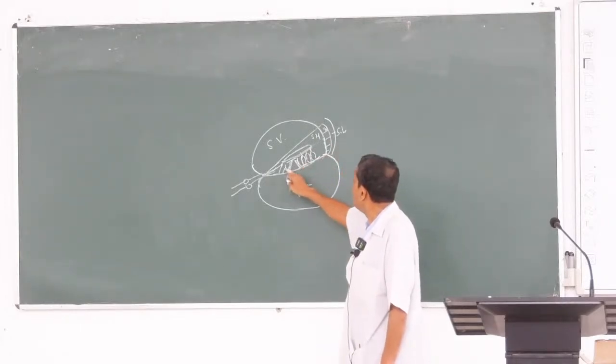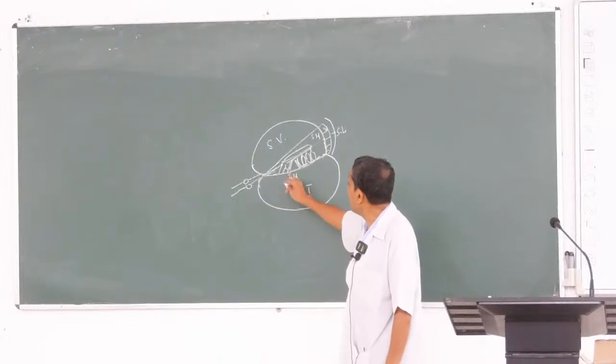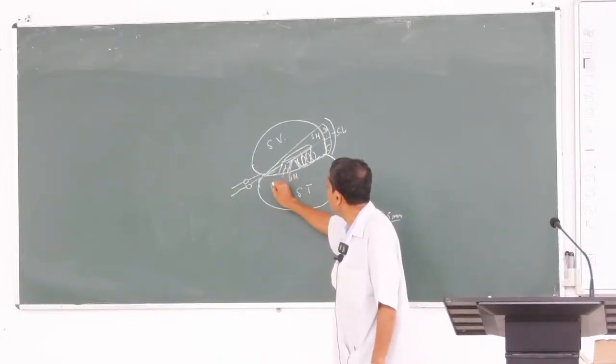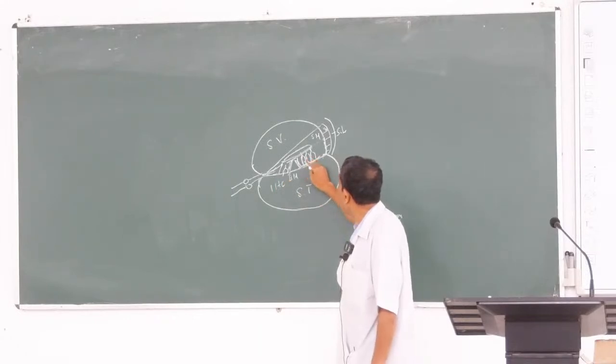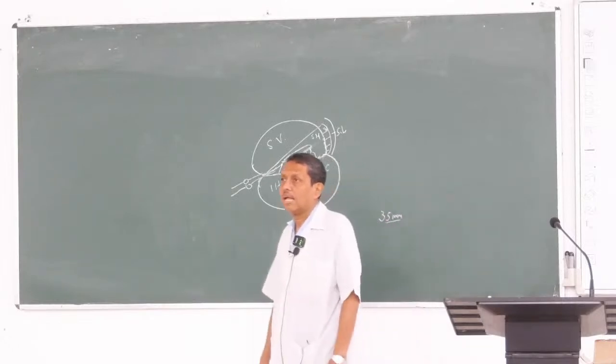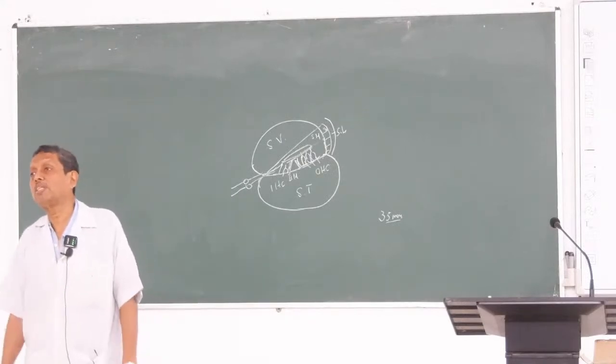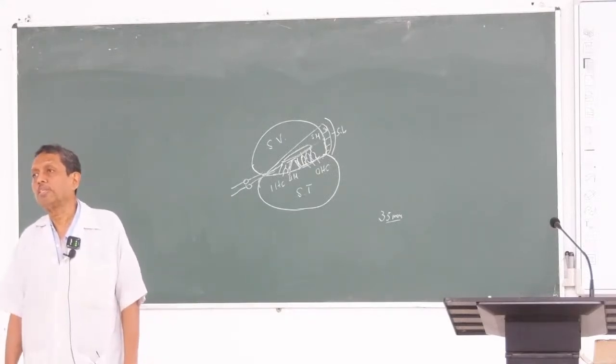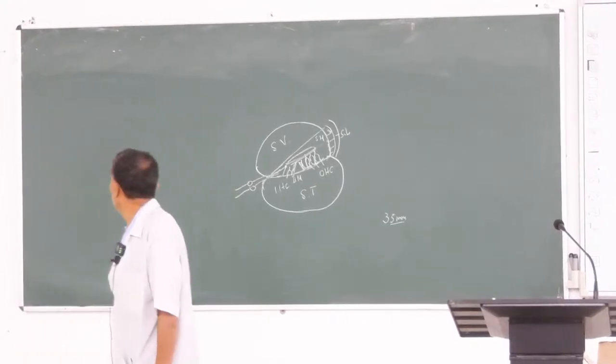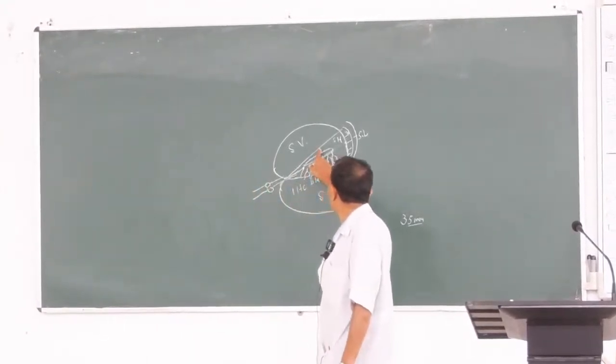And there are 4 rows of cells. One is the inner hair cell, and these are the outer hair cells. They are surrounded by supporting cells, phalangeal cells, inner phalangeal cells and outer phalangeal cells, and they are connected by tight junctions. So there is no communication from this part to this part.